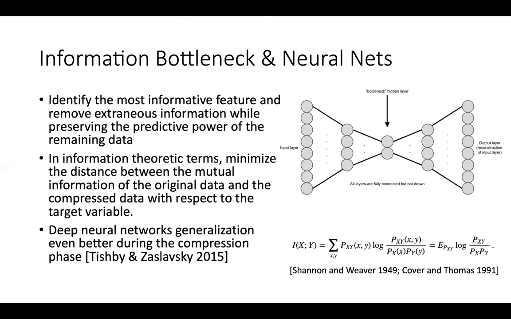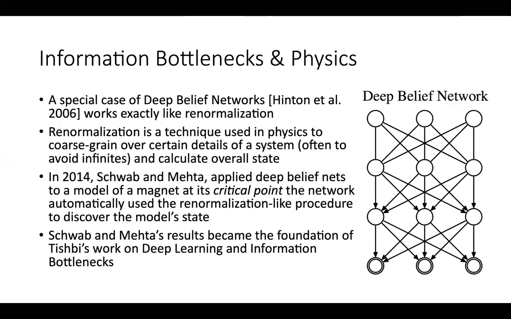In the parlance of information theory, what we are doing is minimizing the distance between the mutual information of the original data and the compressed version with respect to the target variable. All right, so let's explore this. Before exploring this in a little more detail, I'll first talk about the inspiration behind this.